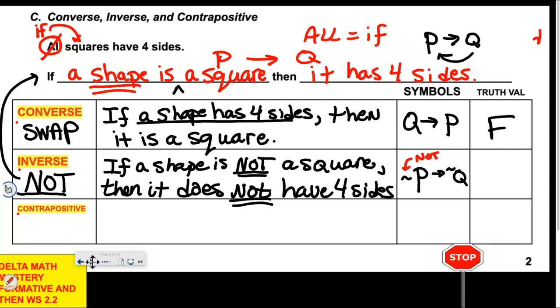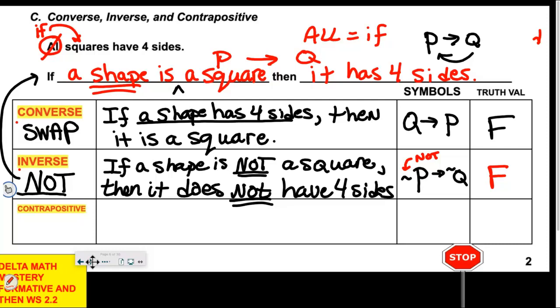For this statement, let's see its truth value. If a shape is not a square, so I'm thinking of shapes that aren't squares, then am I 100% sure that it doesn't have four sides? And again, that's false. There are shapes that are not squares, right? So it says if a shape is not a square, let's make one. How about this kite or diamond-y shape? Then it does not have four sides. Well, this has four sides. So again, when you find one counterexample, you say it's false.